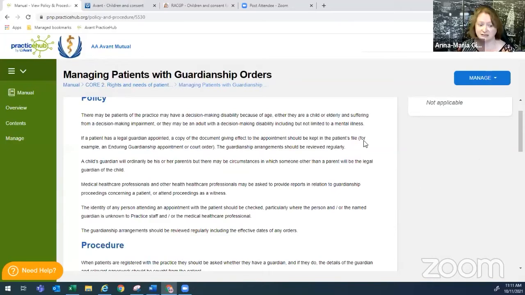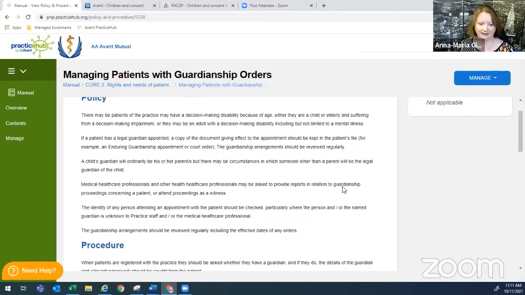If there is any dispute about who is the guardian, a copy of the legal documents should be obtained before you proceed any further. And it is really important that you have awareness around who is the guardian and what is the scope of the orders that are covered for the patients as well.